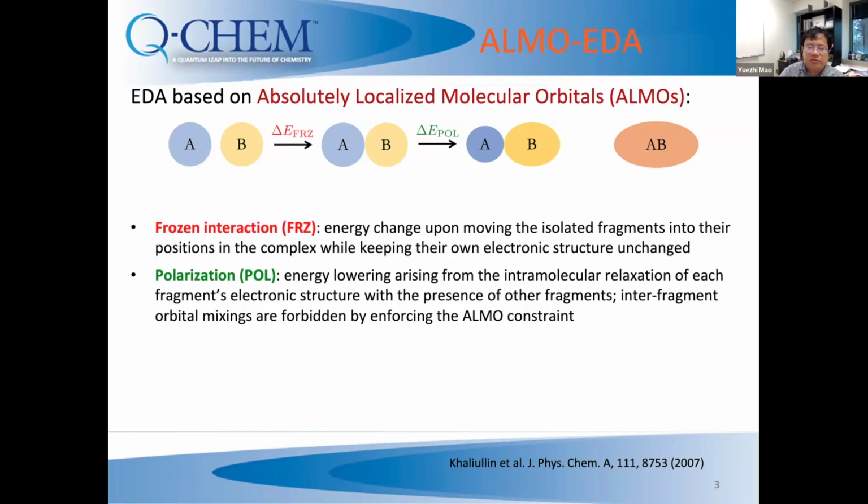Then in the second intermediate state, we allow the molecular orbitals on each fragment to relax in the presence of the other fragment, but we do not allow the mixing of the molecular orbitals on each fragment. In this way, the molecular orbitals on each fragment will be polarized. So this is called the polarized state. And the energy lowering from the frozen state to the polarized state is defined as the polarization energy.